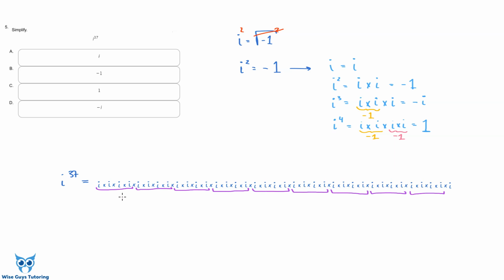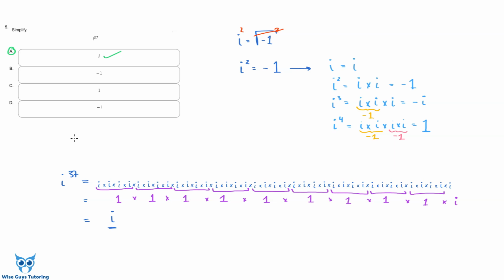Now each one of these we know is equal to 1. So this is like saying 1 times 1 times 1 times 1, 9 times. And we know what that is. It's just 1. Multiplying 1 by itself does nothing. And what's left at the end is i. So if you're trying to simplify i to the 37, what you're going to end up with is 1 times 1 times 1 times i. So in this case, the answer is going to be A, just good old i by himself.